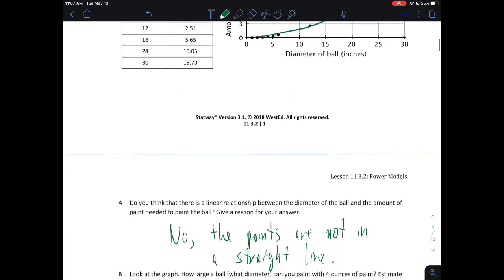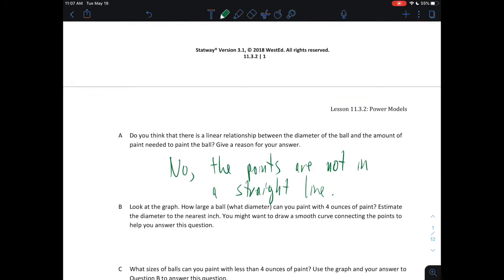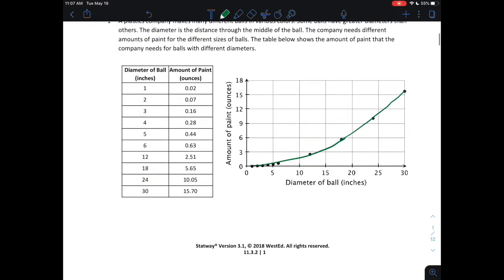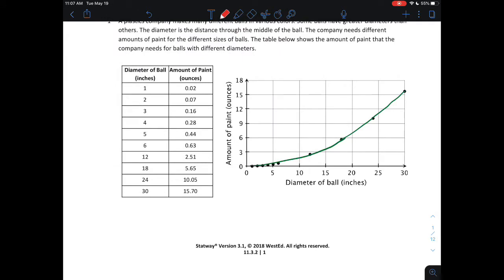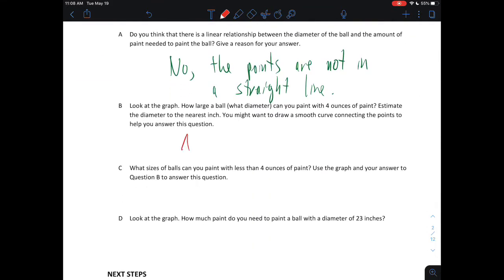And they would like to know how large of a ball you can paint with 4 ounces of paint. So I'm going to start with 4 ounces of paint. I have to estimate where that is. It's somewhere between 3 and 6. So I'll say that looks like maybe where 4 is. And I'll follow that over to the graph. And it looks like it maybe intersects at 15, meaning a 15-inch diameter ball. So about 15 inches in diameter.